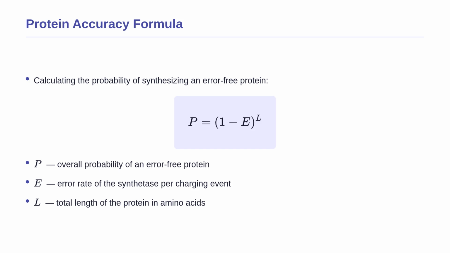Here, the variable P represents the overall probability that the entire synthesized protein has absolutely no errors. The variable E stands for the error rate of the enzyme per individual charging reaction. The exponent L represents the total length of the protein, measured in the number of amino acids. Notice that as the length L increases, the probability of a perfect protein decreases exponentially.